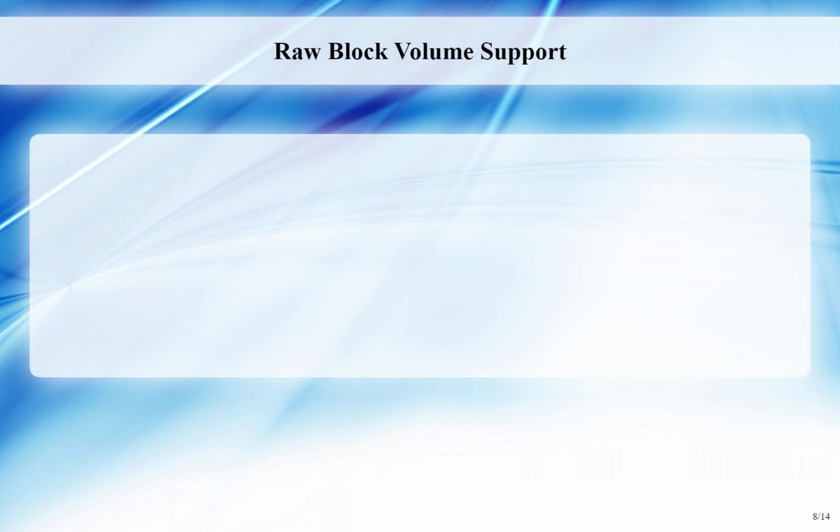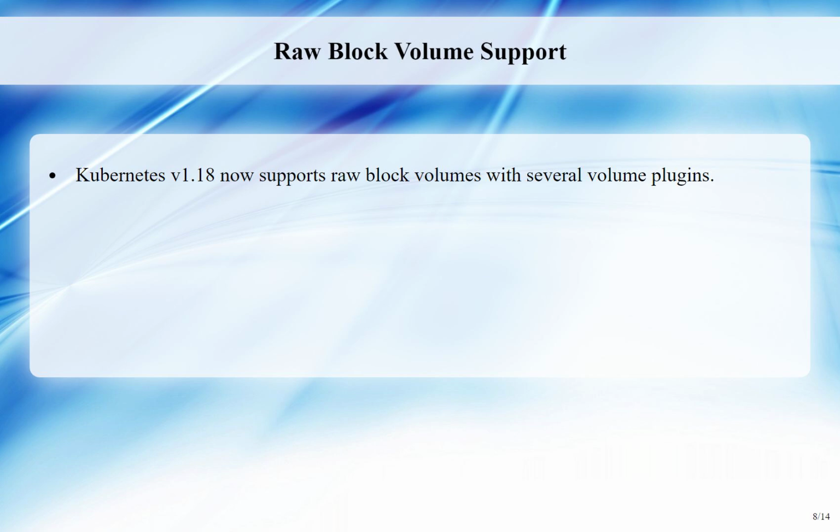Raw block volume support. In Kubernetes v1.18, several volume plugins now support raw block volumes, including dynamic provisioning where applicable. The supported plugins include CSI, FC, iSCSI, Local Volume, OpenStack Cinder, RBD (deprecated), RBD Ceph block device (deprecated), vSphere volume, persistent volume using a raw block volume, persistent volume claim requesting a raw block volume, and pod specification adding raw block device path in container.